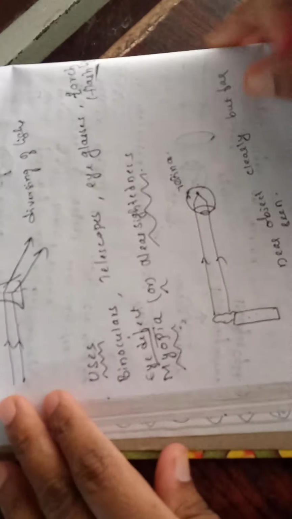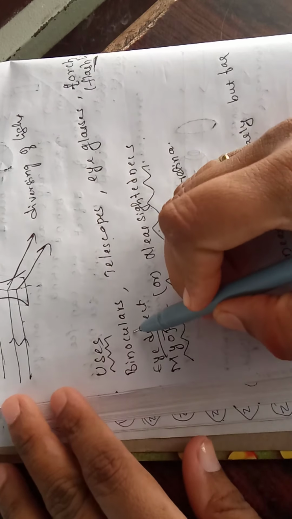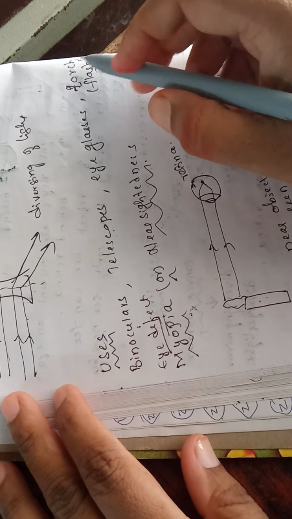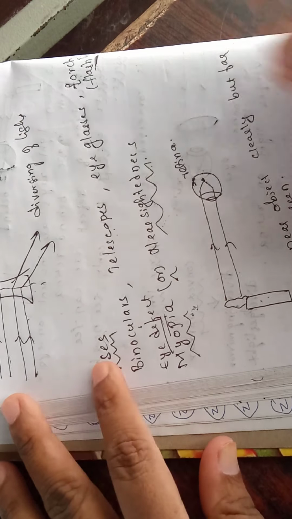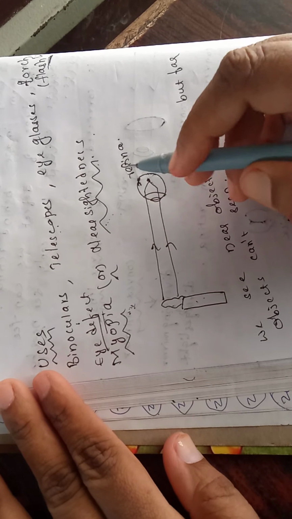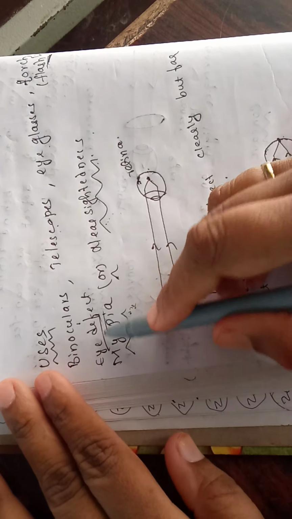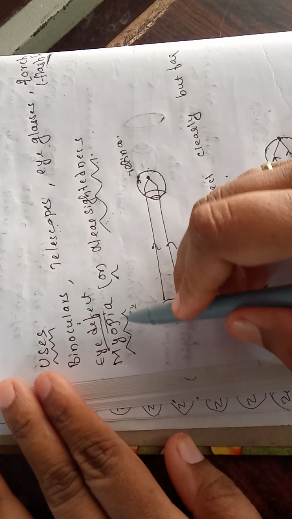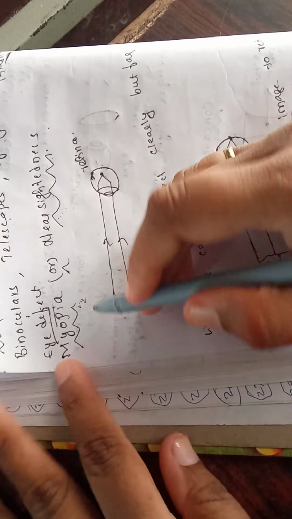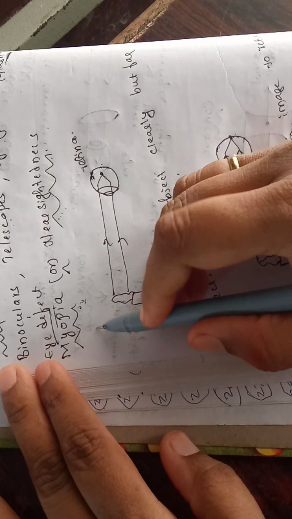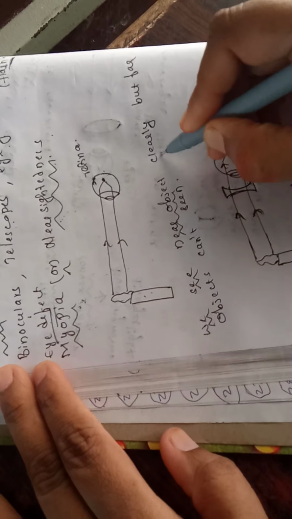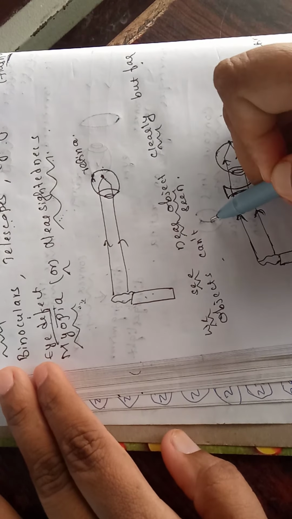The uses of these concave lenses: we use them in binoculars, telescopes, eyeglasses, and flashlights, that is torches, etc. Now here also let us discuss an example of a concave lens. Let us discuss the eye defect myopia, or nearsightedness. The persons who have this kind of eye defect can see nearby objects clearly, but they cannot see far objects.